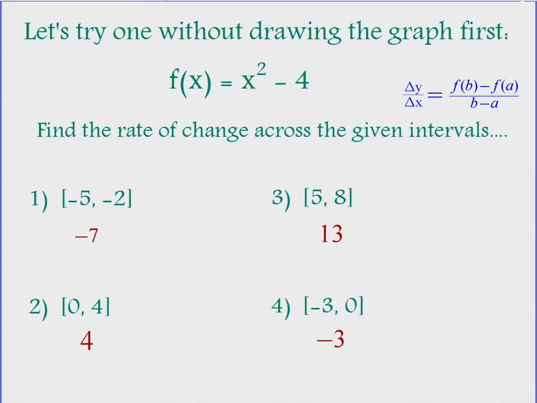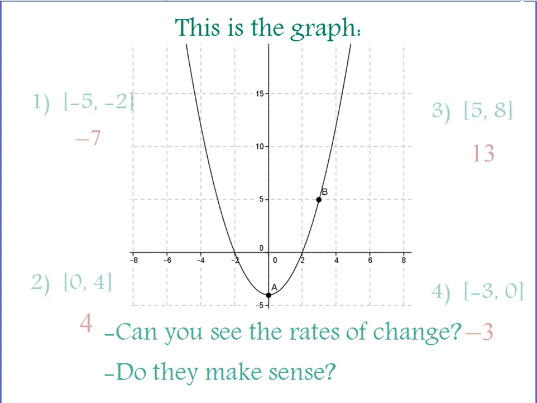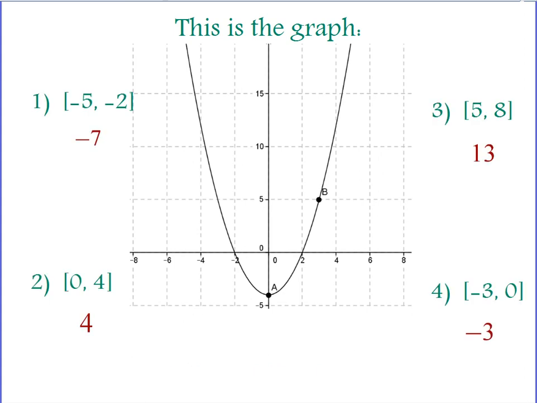So last thing we're going to do today is take a look at the actual graph. This is the graph of x squared minus 4. Can you see the different rates of change? Well, it's going to probably be helpful if we have them on the same page. Let's take a look at the interval from negative 5 to negative 2. That's this section of graph. Can you see kind of that the average slope is going to be negative 7? That's a pretty steep decrease.